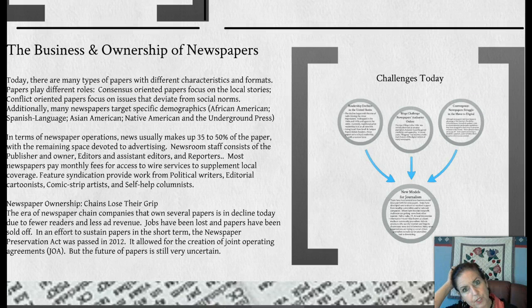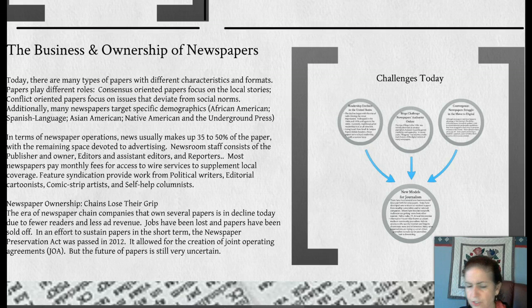Next, looking more toward today, in terms of the business ownership of newspapers, there are many types of newspapers and different focuses, different things that describe them and characterize them, and different roles that they play. And you can read that here. Essentially, it boils down to consensus, which is local, and conflict, which focuses on the things that are different and that deviate.